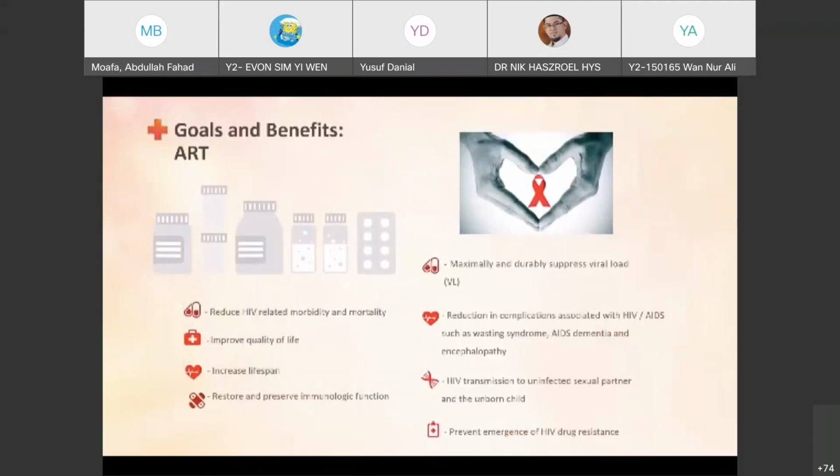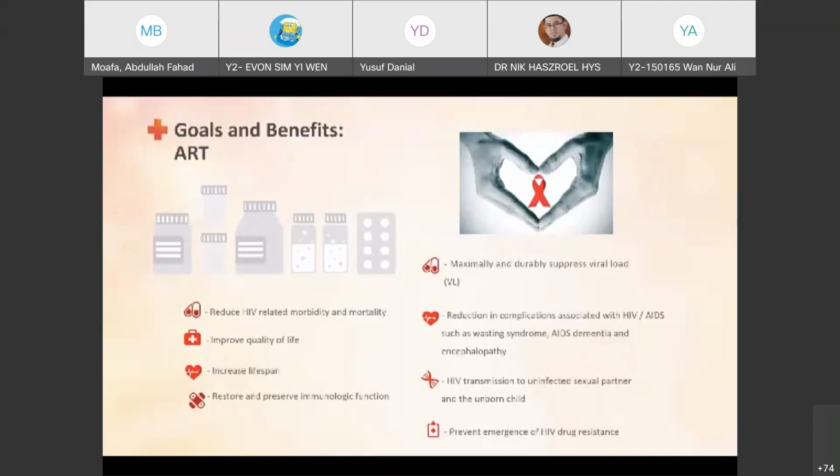The goals and benefits of ART include to reduce HIV-related morbidity and mortality, to improve quality of life, to increase lifespan, to restore and preserve immunologic function, and then highly active ART using 3 or more active anti-HIV drugs from at least 2 different classes, with the aim of achieving durable viral suppression to undetectable levels, regardless of whether it is the first or subsequent regimen. This is the therapeutic goal under most clinical circumstances.